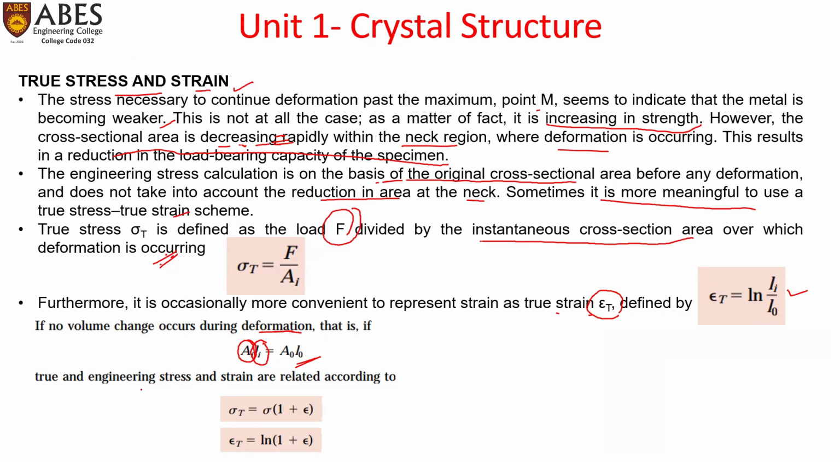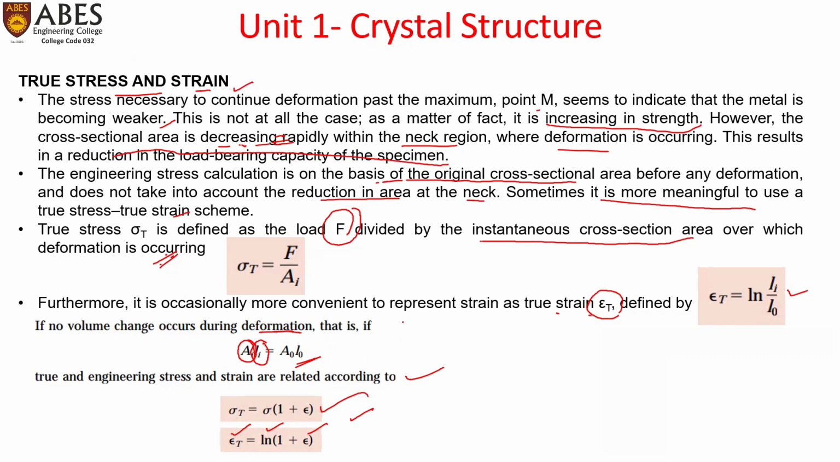Then true and engineering stress and strain are related. It can be derived as sigma true equals sigma times 1 plus epsilon, and epsilon true is equal to log of 1 plus epsilon. This can be deduced, but it is not required at this point of time.